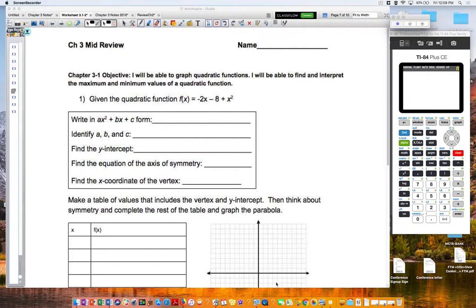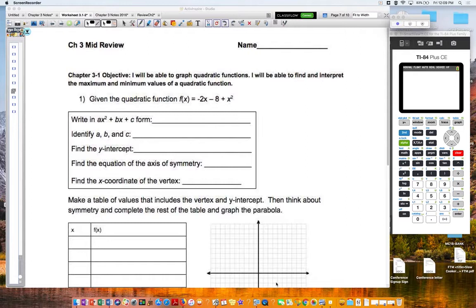All right, let's take a look at the mid-review for Chapter 3 here. So our first objective, again, is being able to graph quadratic functions, being able to find the intercept, the maximum and minimum values, being able to find the axis of symmetry and such.